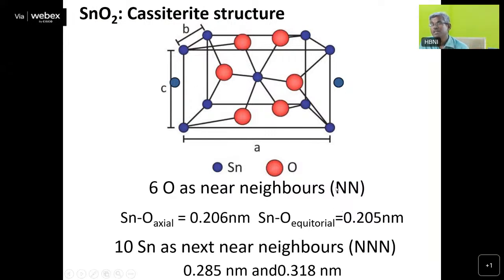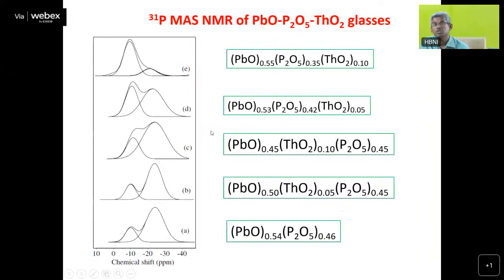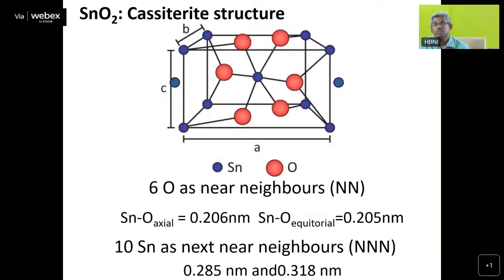So how many configurations of tin can be possible if you make an SnO2 TiO2 solid solution? I think this was one of my questions. If I make an SnO2 TiO2 solution, compare it with the aluminium gallium phosphate solution, 10 tin as near neighbors.